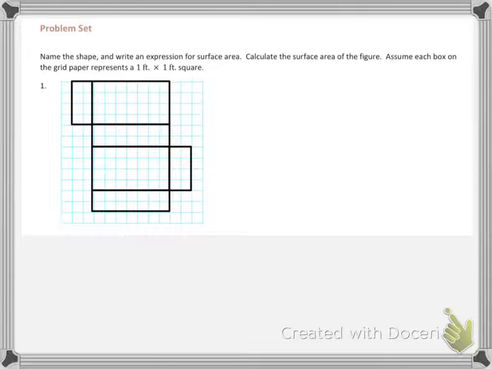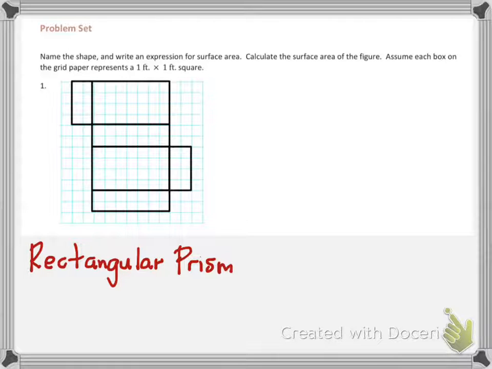Number 1, name the shape and write an expression for surface area, and then calculate the surface area. Each grid is a 1 foot by 1 foot square. So I can see that this is a rectangular prism. It's made up of all rectangles. So our first answer here is it's called a rectangular prism. Rectangular base with a height. So it's a rectangular prism. Okay, next we're going to calculate the surface area.